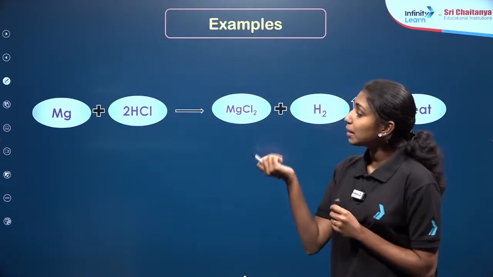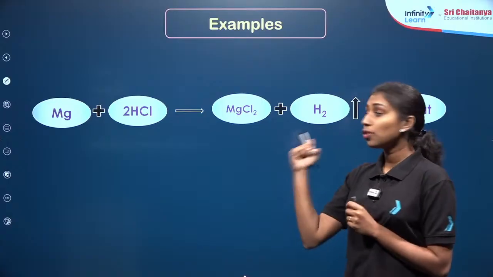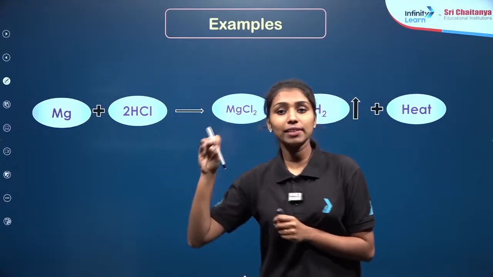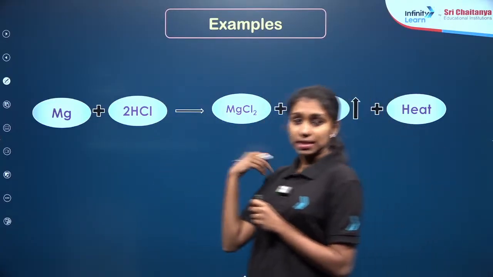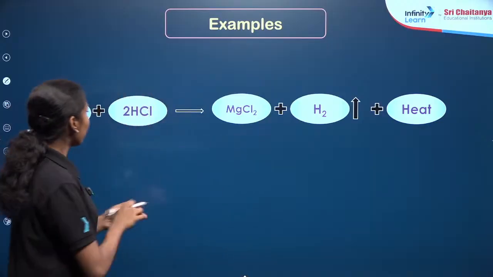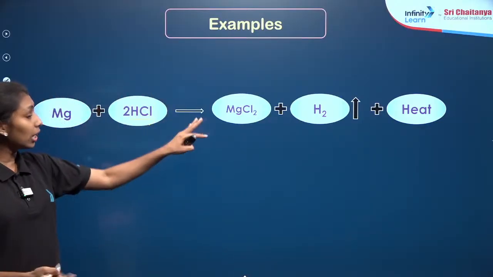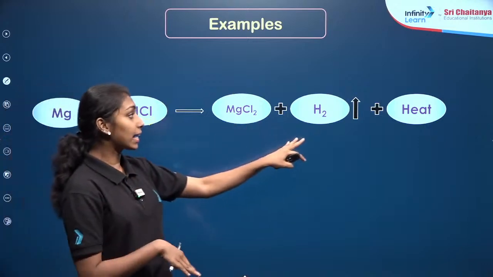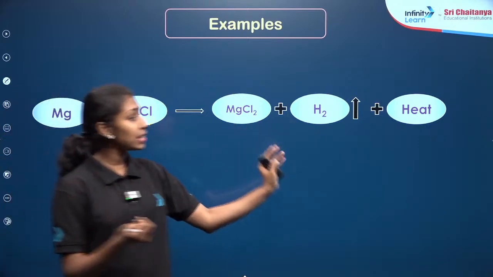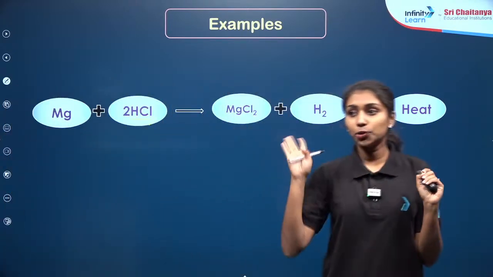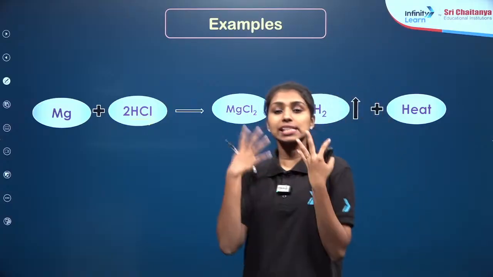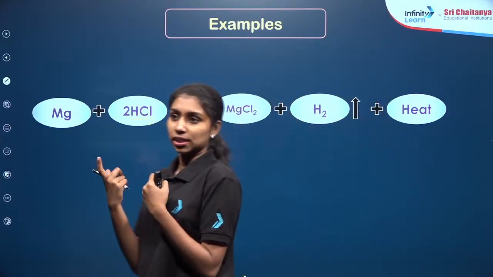So here I am taking magnesium metal with hydrochloric acid. Generally, what will we get as the product? It will be a salt, right? If I am taking HCl, I will get a chloride, that is our salt: magnesium chloride plus hydrogen plus heat, because it is an exothermic reaction. During this reaction, heat is released. So this is an exothermic reaction. Clear?